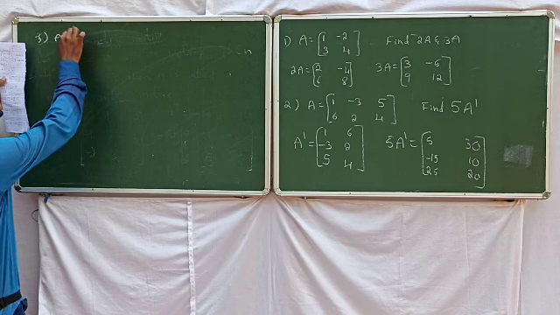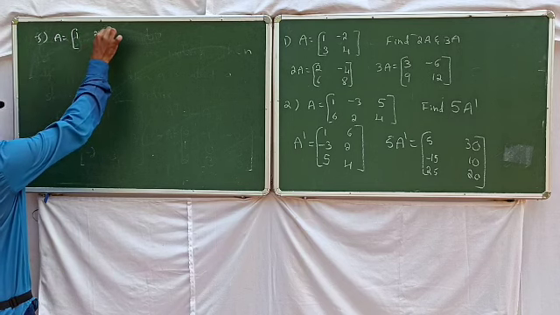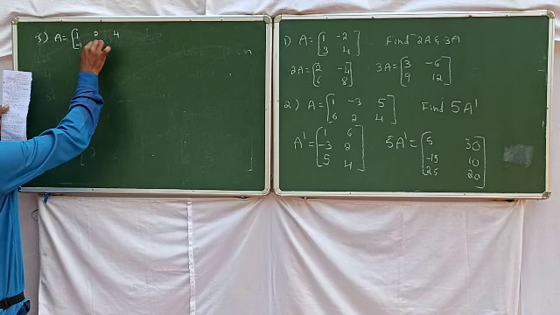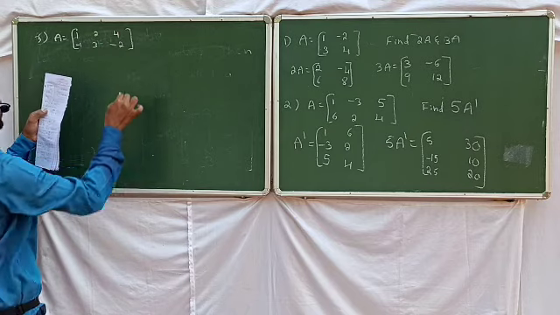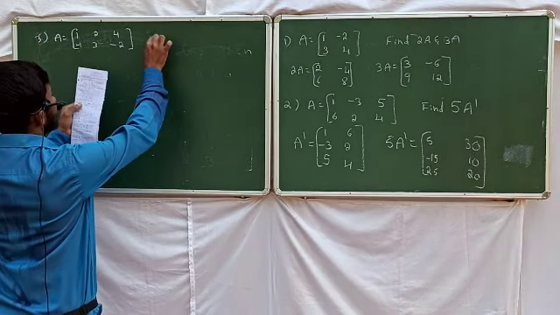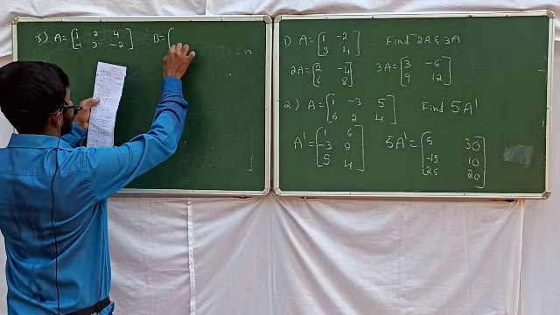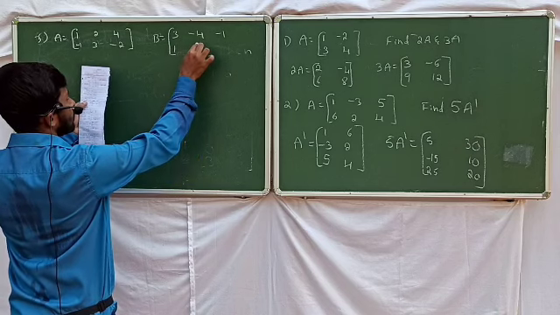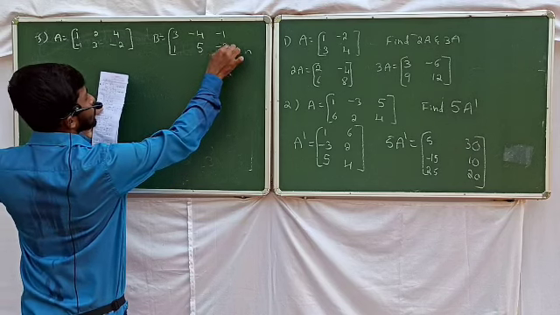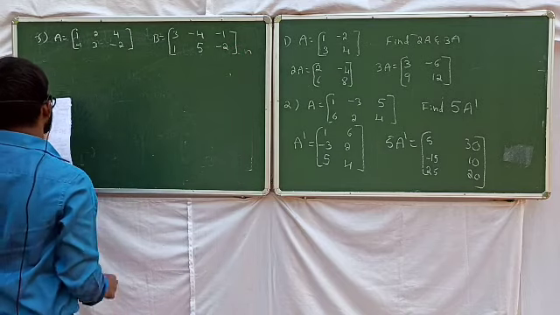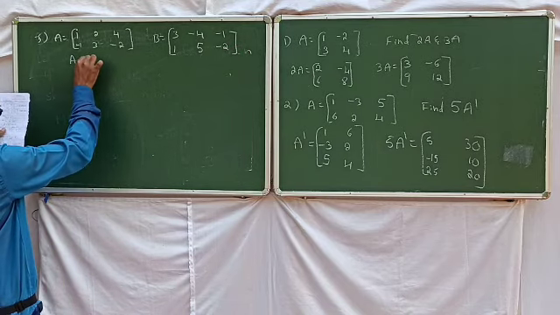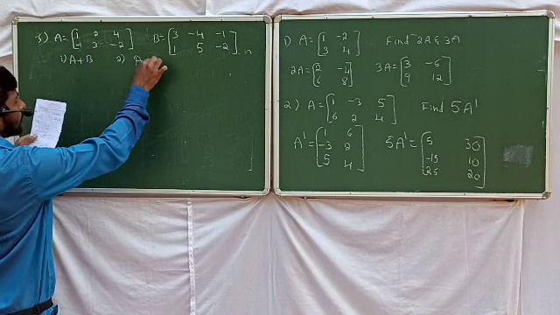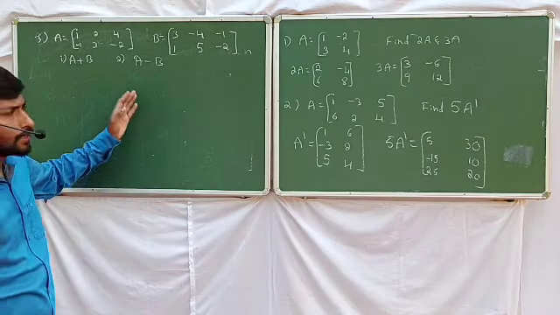See, the third question. A is equal to [1 2 4; -1 3 -2] and matrix B is equal to [3 -4 -1; 1 5 -2]. The question is to find A plus B. That's the first question. Second question, A minus B. Okay. Check whether addition is possible or not.